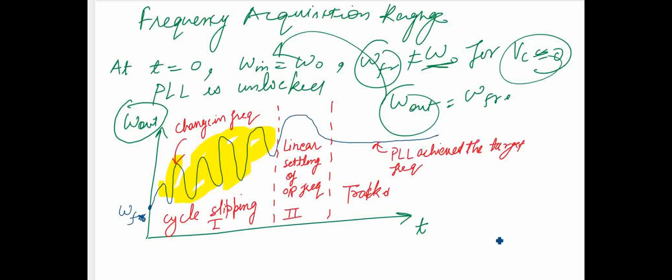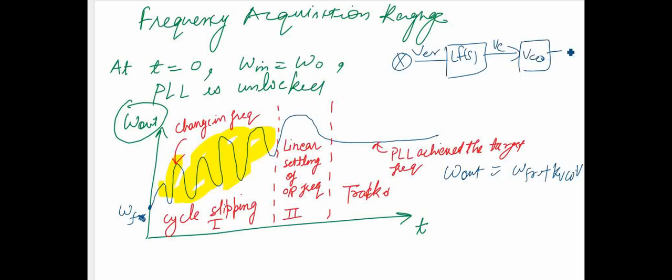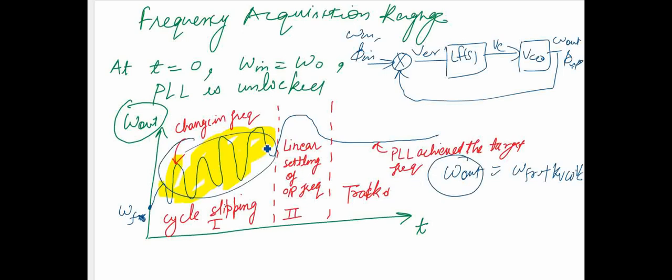To explain this, omega out is equal to omega free plus kvco dot vc. Okay, let me erase this stuff. So we know the block diagram. This is V error, then there is the loop filter, and then this is VC, the VCO, this is omega out, and then this gets fed back, and this is phi or omega in, you can say phi out. Okay, this is VC.